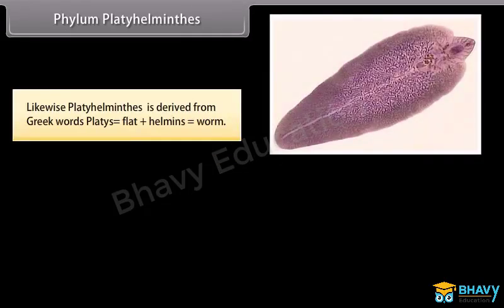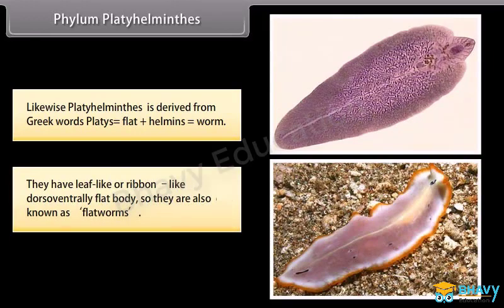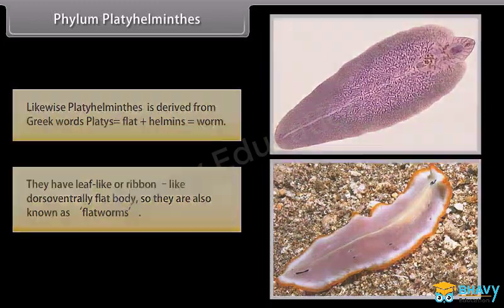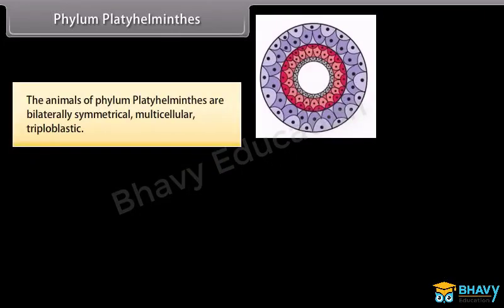Phylum Platyhelminthes. Likewise, Platyhelminthes is derived from the Greek words platys, flat, plus helminthes, worm. They have a leaf-like or ribbon-like dorso-ventrally flat body, so they are also known as flatworms. The animals of Phylum Platyhelminthes are bilaterally symmetrical, multicellular, triploblastic.